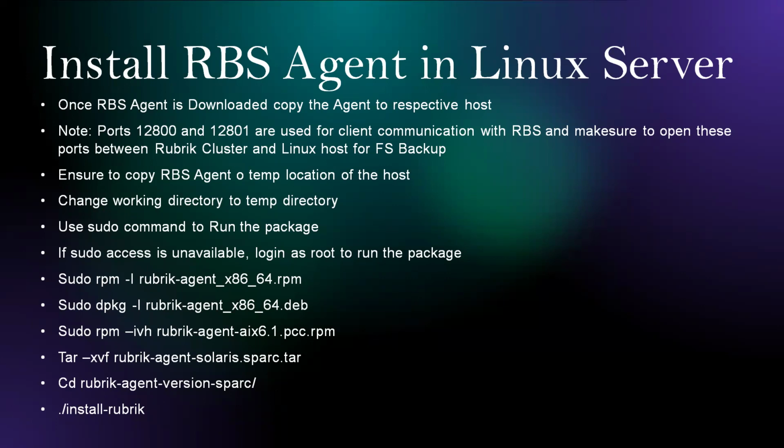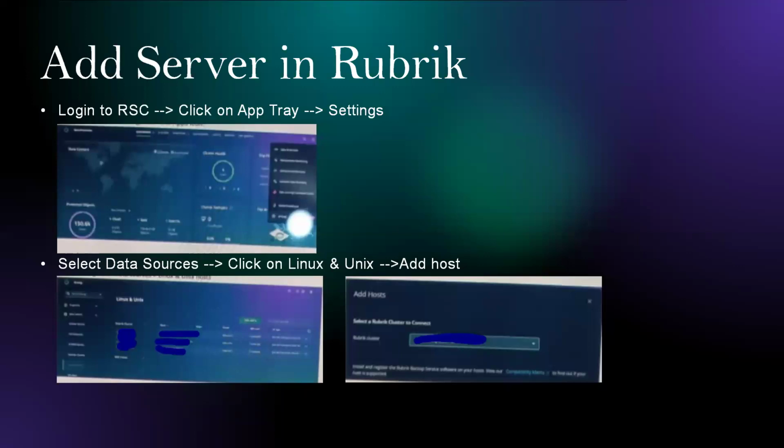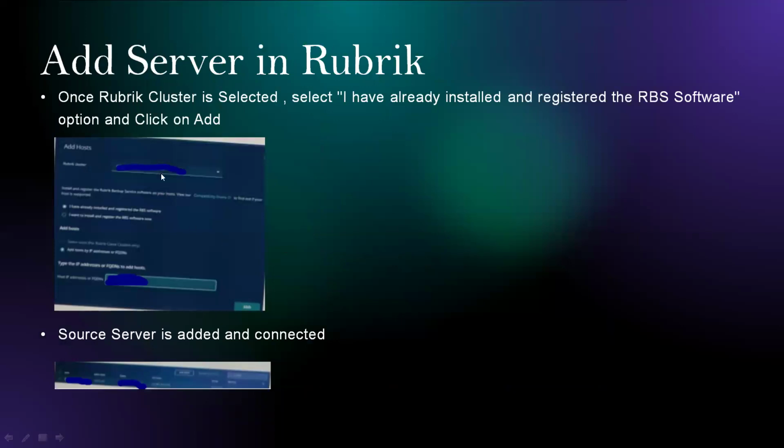Once we install the RBS agent, we have to log in again to RSC and navigate the same path where we downloaded the RBS agent: app tray, settings, data sources, Linux and Unix option. There we have to click on add host and select the same cluster where we downloaded the RBS agent. Once we select the cluster, we will get two options again. I have already installed and registered the RBS agent. So we should select that one.